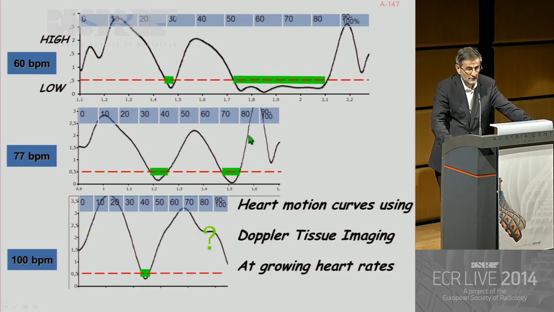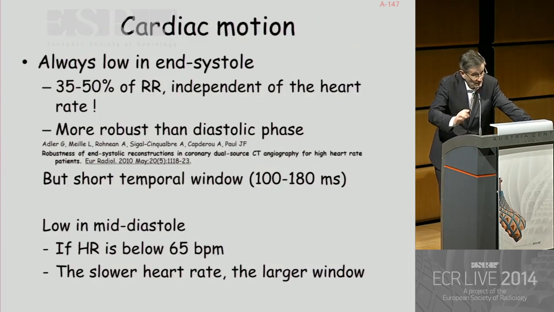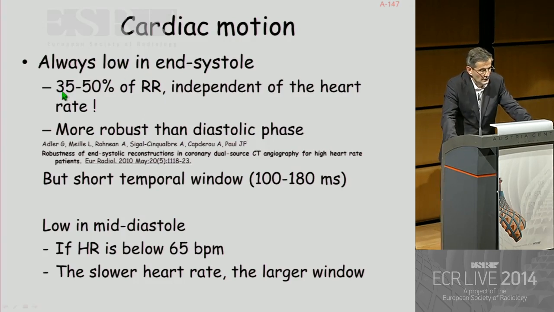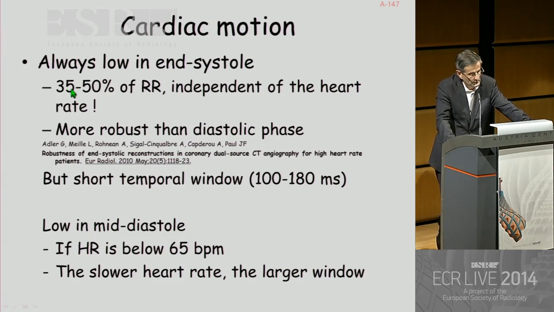So after more exercise, my heart reached 100 beats per minute, and at this time there is no phase of low motion in the diastolic phase, but you still have a systolic phase with low motion because it's the end of contraction of the heart. So it's always a time point when the heart doesn't move. So finally, we found that the systolic phase is more robust than the diastolic phase because it's always present in the end systole, and it varies from 35% of the RR interval at low heart rate up to 50%. But the drawback is that the temporal window is short in systole, so you need to have high spatial resolution to use this property.